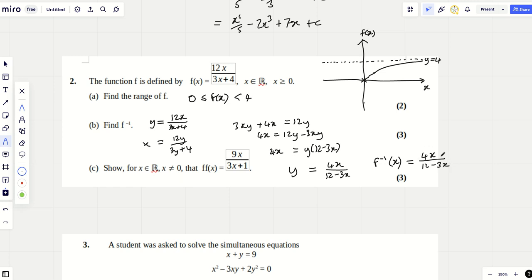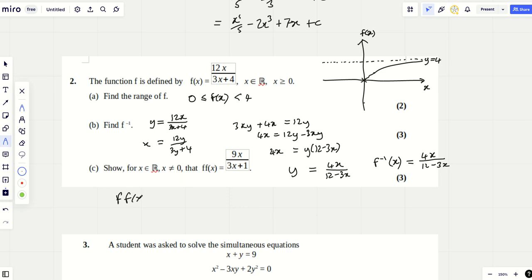And obviously you can have this all upside down, negative 4x is 3x minus 12. There are equivalents. Okay, and so that's that one done. Show that for x a member of the reals that f of x is this. Well, this means we're plugging f into itself.